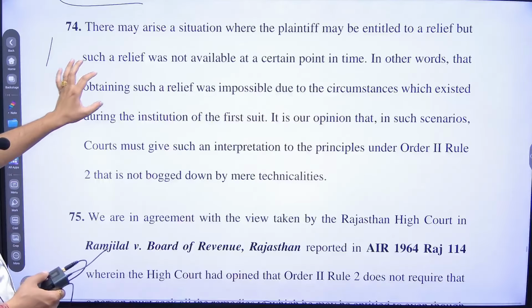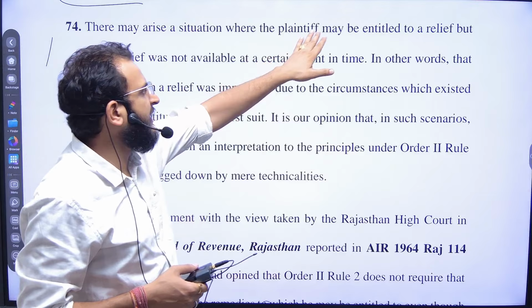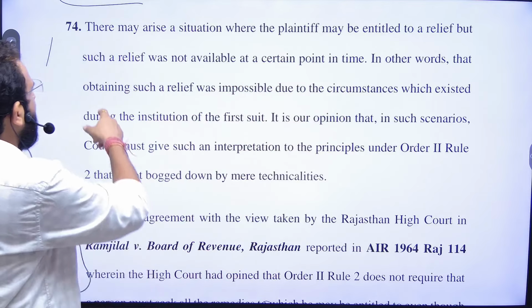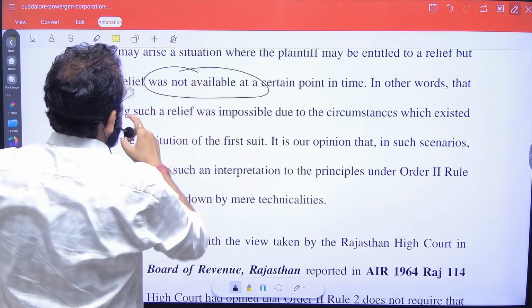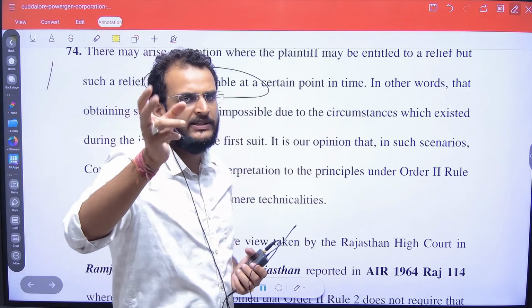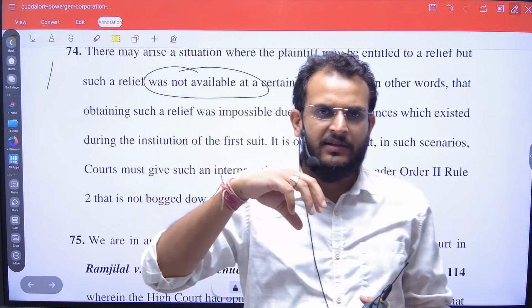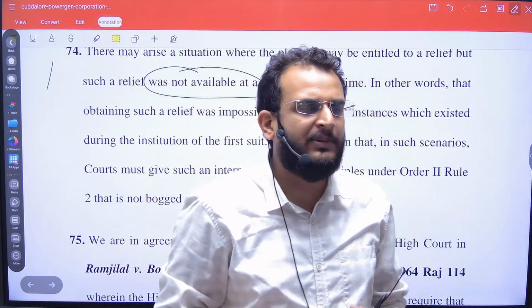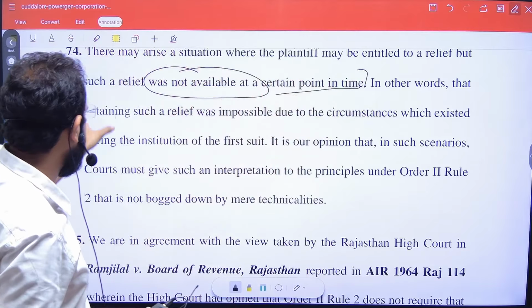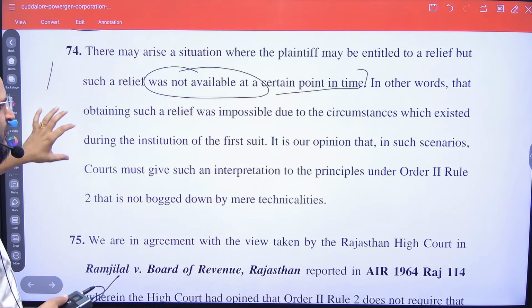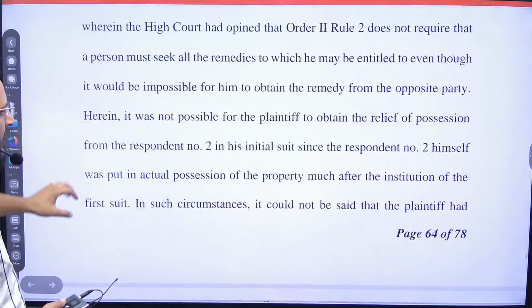As it is written, है ना, it is quite possible, है ना, that the plaintiff may be entitled to a relief, but the relief was not available at a certain point of time. So what is meant by this? Like the concept which I had told you, like further reliefs. So you are entitled, but that relief is right now not available for you. So in that scenario, Order 2 Rule 2 will not be applicable. So that is the interpretation the Honorable Supreme Court has given on this point.